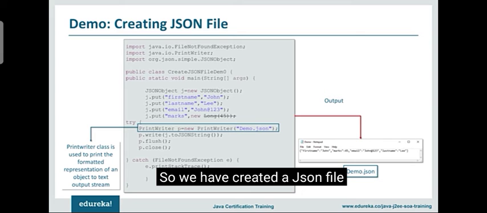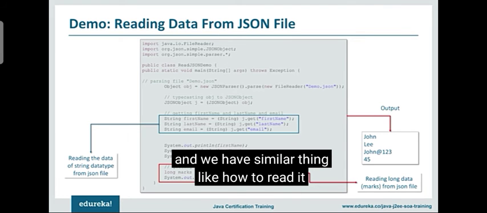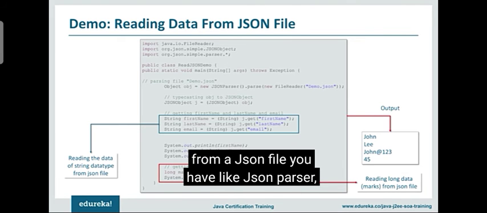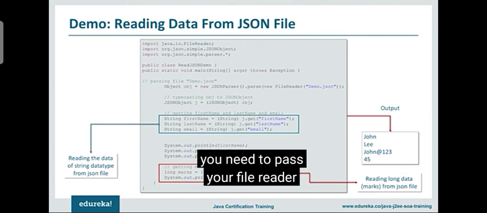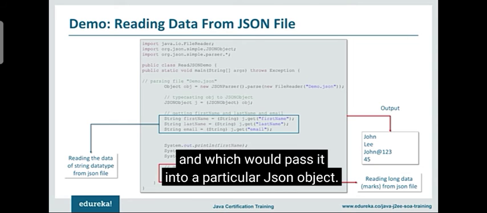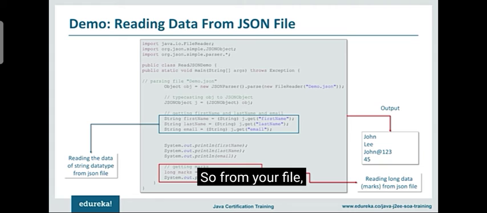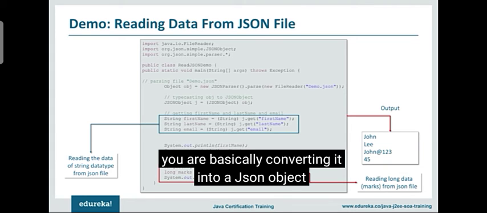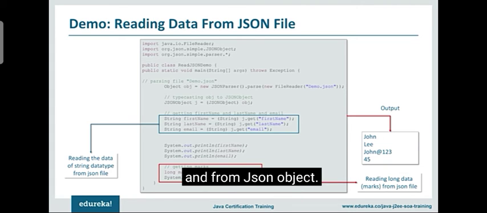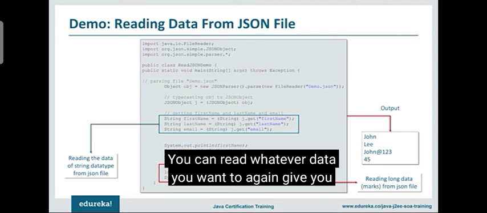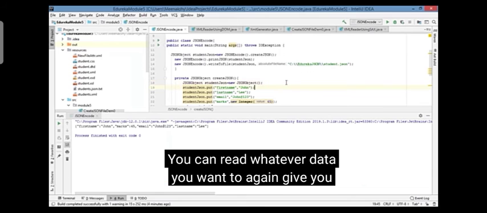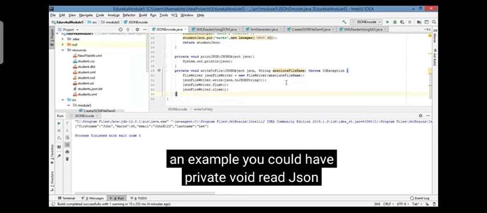So we have created a JSON file, and we have a similar thing for how to read it from a JSON file. You have a JSON parser, where you need to pass your file reader, and which would parse it into a particular JSON object. So from your file, you are basically converting it into a JSON object, and from the JSON object, you can read whatever data you want to.